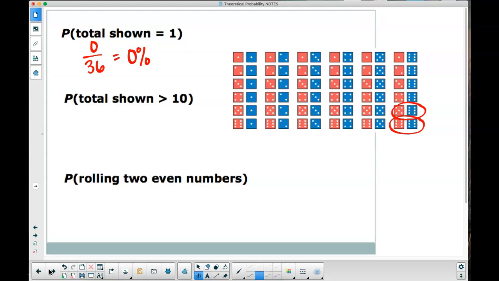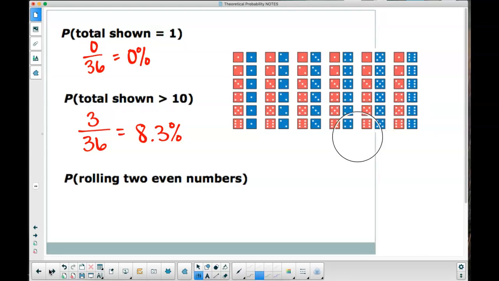So I can't go, okay, 6 plus 5? I can use that. How about 5 plus 5? No. 6 plus 4? No. So there are only 3 of them that the total is greater than 10. So 3 out of 36, and as a percent, that's 8.3%. Again, not a real good probability.